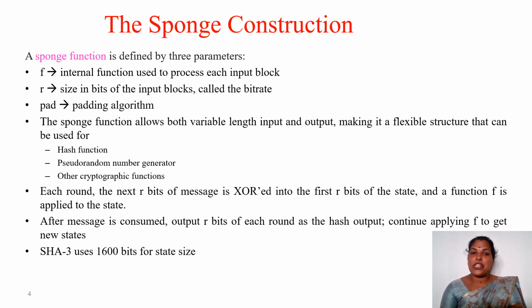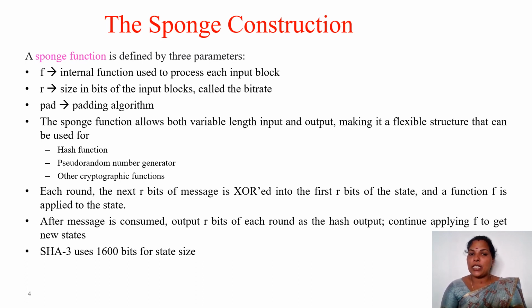The sponge function allows both variable input and output, making it a flexible structure that can be used for a hash function. In the hash function, we give a variable size input and we get a fixed size output. Then it is used in the pseudo random number generator, where the output can be of any size. Then it is used in other cryptographic functions as well.